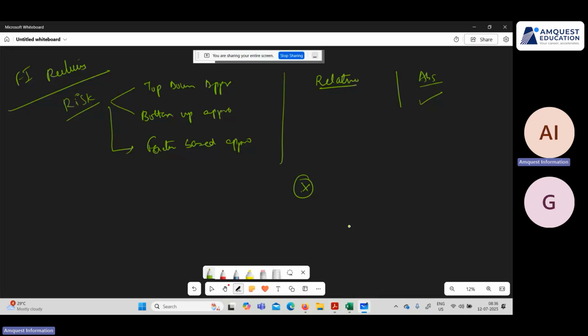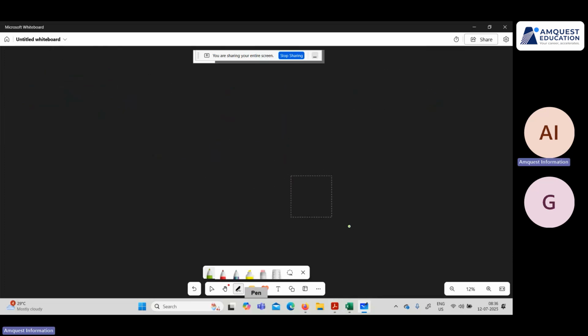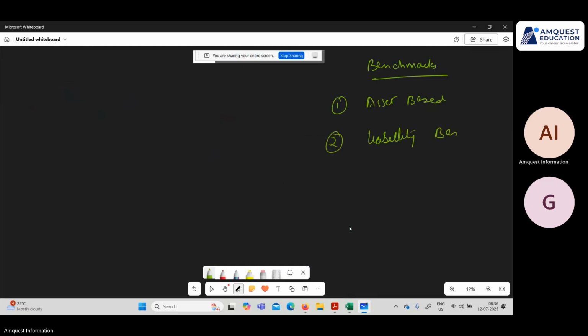Now, there are two types of benchmarks. One is asset based. Another one is liability based. Okay. So the liability based benchmarks is just one of a kind, and we don't do much. So let's just discuss this first, and then we'll go in detail for the asset based.